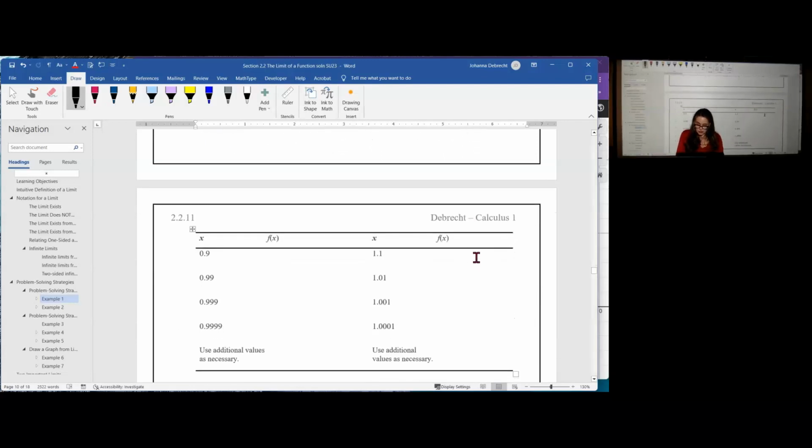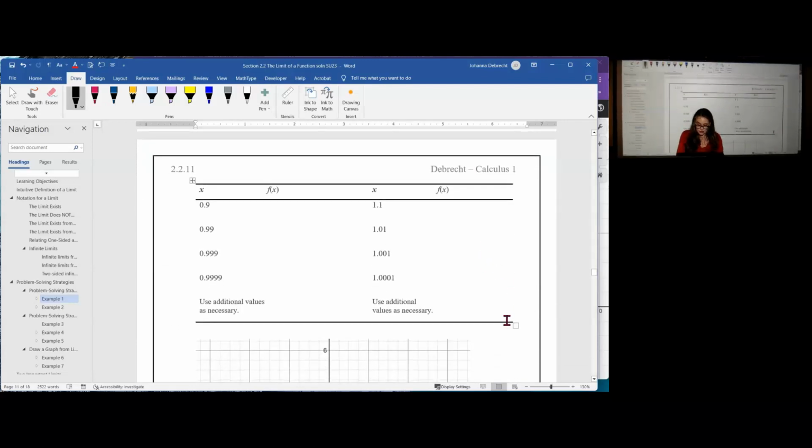Now what I want you to do is go ahead and take that function and compute the function values as necessary, and then see if, as they get close to 1, they're approaching the same value. So go ahead and pause the video and then turn it back on and we'll compare our answers.